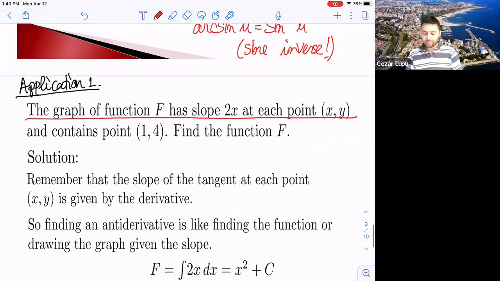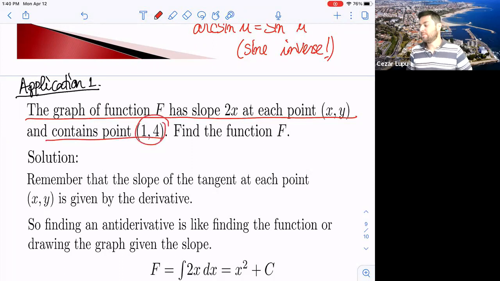So F of x will be the integral of 2x dx. And we have seen from previous rules that the integral of 2x dx is nothing else than just x squared plus c, right? And of course, we need to determine that constant c, but there is one piece of information that we haven't used. Also, it contains the point (1, 4).